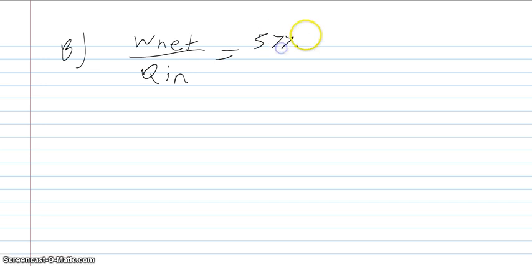Great, now that we have that, we can find the thermal efficiency. So work net over Qn, oh that's easy, we already got Qn, equals 577.32 divided by 1,350, and that equals 42.76%.